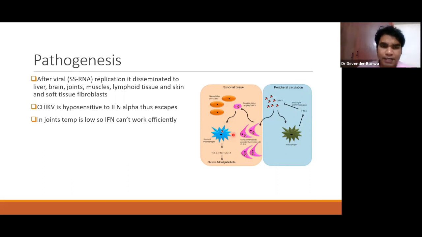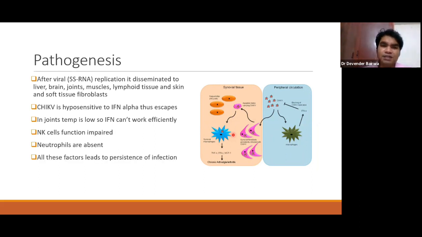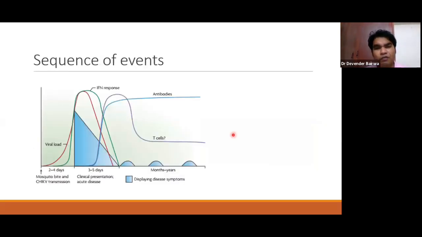The other thing is that interferon alpha is a cytokine, and for it to work you need to have the proper temperature. In the case of joints, one hypothesis is that because the temperature of peripheral joints is lower, interferon probably can't work efficiently. Then NK cell function has been found impaired, and neutrophils are generally absent in the synovial fluid. So all these are reasons that can lead to persistence of infection. Otherwise, in general, all virus infections are rapidly cleared from the body.